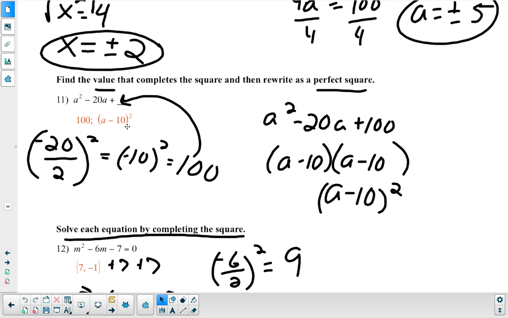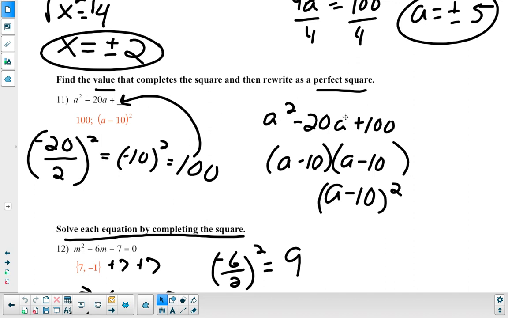The first part is to find the value. In order to find the value, we take whatever the middle number is, typically your b, and you're going to divide it by 2, and then you're going to square that expression. So we're going to do negative 20 divided by 2 squared. So that's where I get my negative 10 from, and I square it and I get 100. So 100 is the number that's going to turn this problem into a problem that I can factor, and it'll be a perfect square.